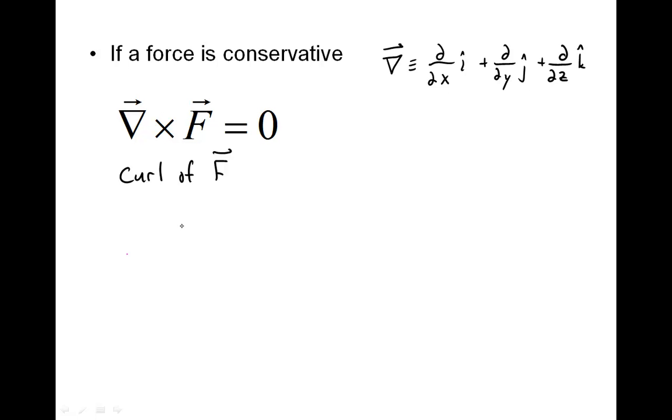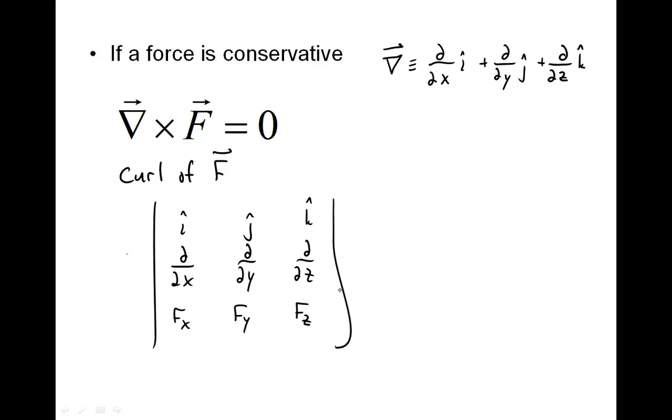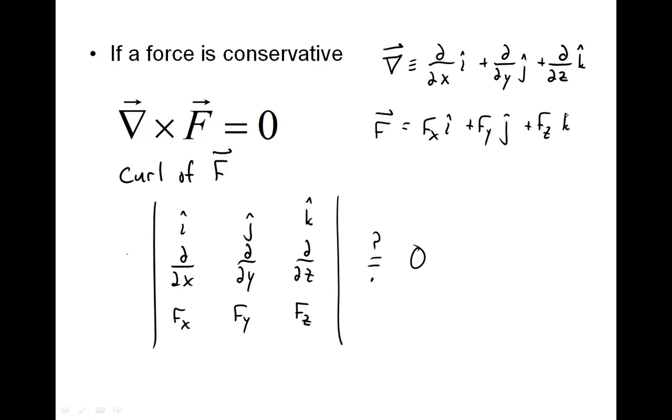So del cross F would be i hat, j hat, k hat, partial with respect to x, partial with respect to y, partial with respect to z, the x component of the force, y component of the force, the z component of the force, all in a determinant. That would be the curl of that force. And if this is equal to 0, then the force F, which is a vector quantity, has an x component in the i direction, plus the y component in the j direction, plus the z component in the k direction. If that's equal to 0, then the force is conservative.